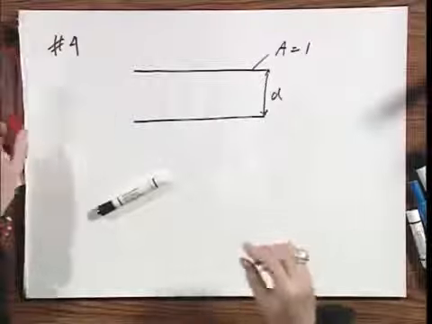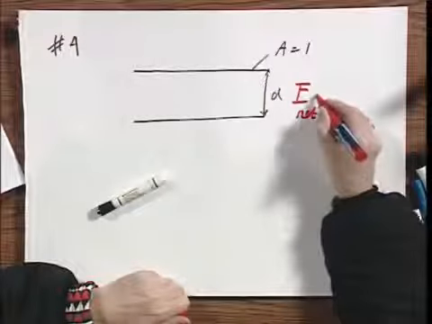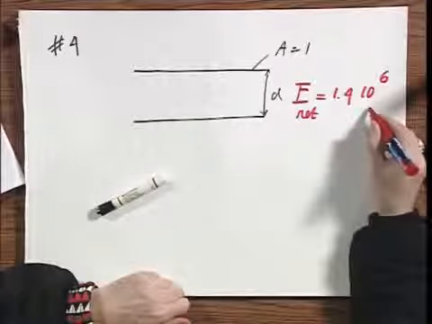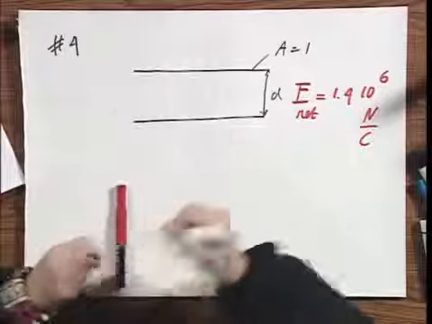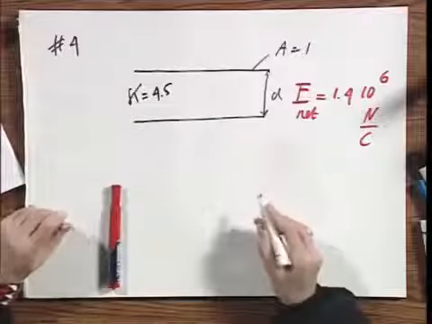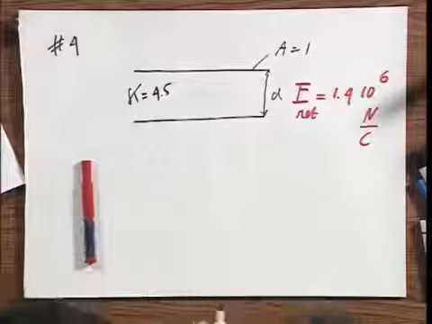And what we are being told is that the net E field in the capacitor is 1.4 times 10 to the 6 newtons per coulomb or volts per meter, whichever you prefer. And there is a dielectric inside with a dielectric constant of 4.5. We're being asked what the free surface charge density is on the plates, that we call per definition free, and what the induced surface charge density is on the dielectric.